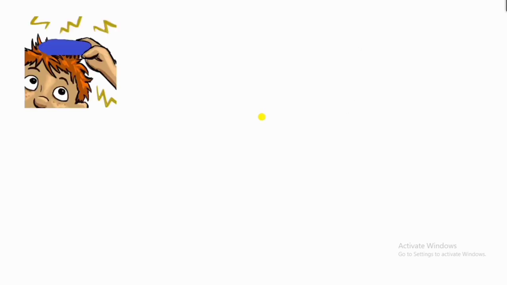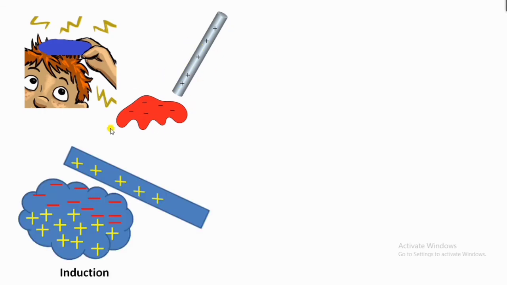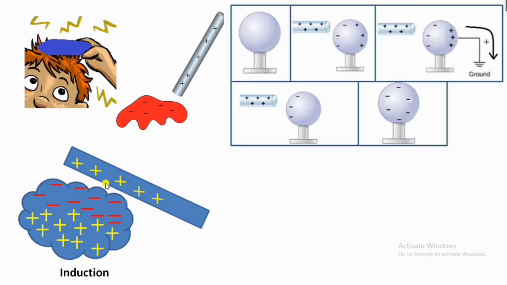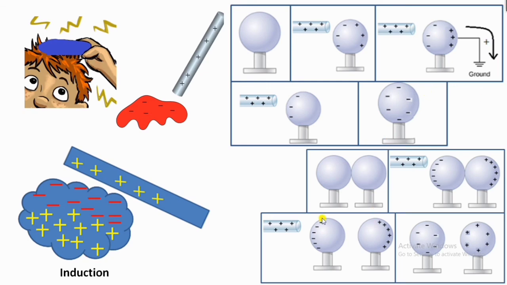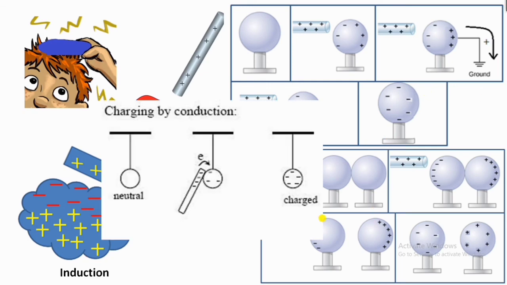So now let's summarize the video. There are three methods of charging. One is charging by friction. When we charge two objects, one gets positively charged and another gets negatively charged. Another method is induction. Induction is the process of generating charge on the surface of an object by bringing a charged object near to it. We can charge an object by induction by two methods, one using an earth wire and another without using an earth wire, and the third method is charging by conduction.